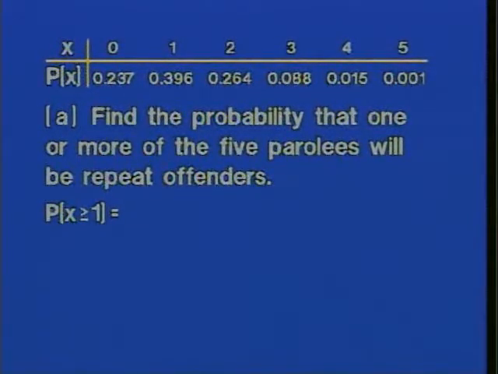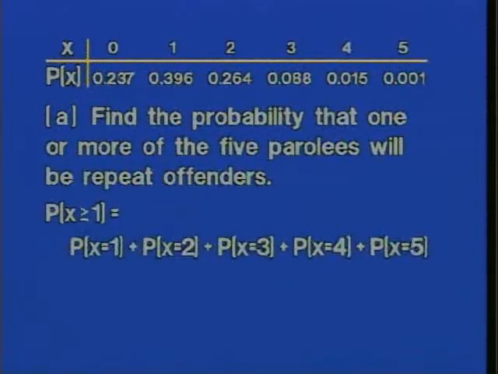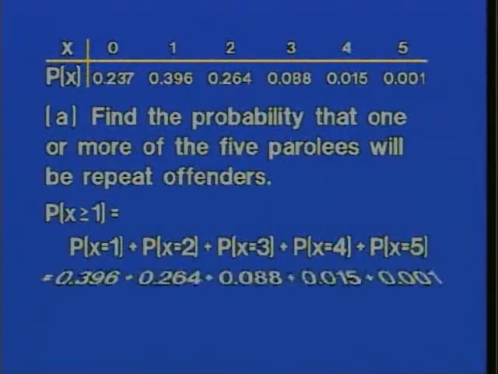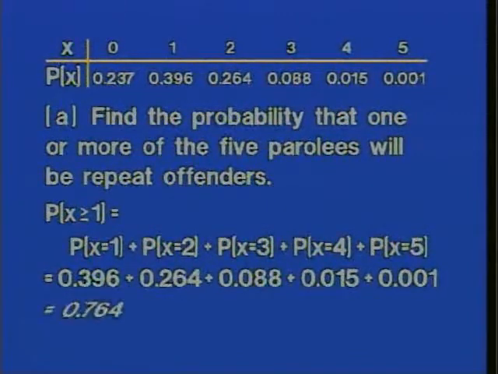The direct approach to this problem is to say, well, let's see. The probability that x is greater than or equal to 1 is the probability that x equals 1 plus the probability that x equals 2 plus the probability that x is 3 and so on through adding the probability that x equals 5. And we can certainly add those values. We simply write them down and add them, and we find that probability to be 0.764. So if we put a percent to this, it's a little over 76% chance that 1 or more of the 5 parolees will become repeat offenders.